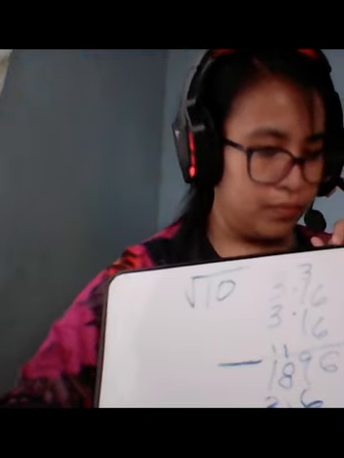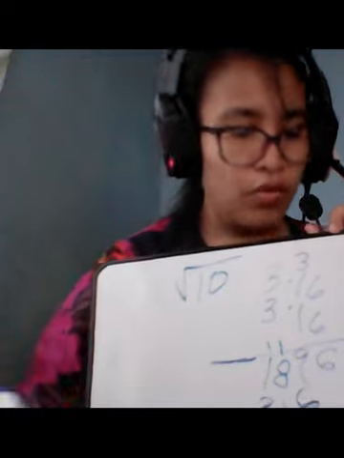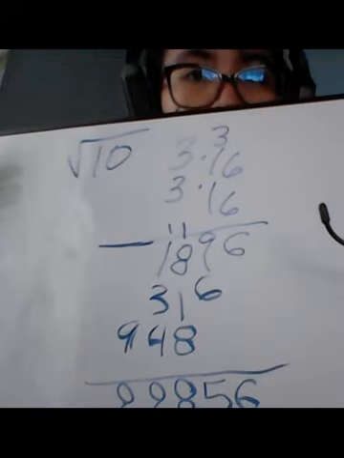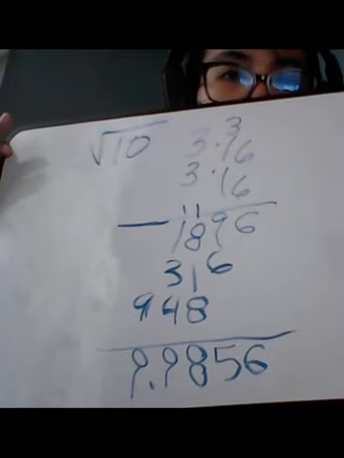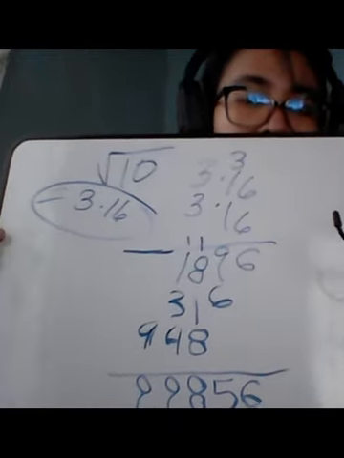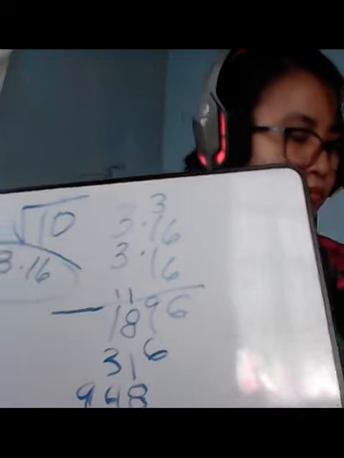So our final answer will be 9.9856. Since it is the nearest to our 10, our square root of 10 will be 3.16. That's the answer, 3.16. And for the last example, our square root of 45.